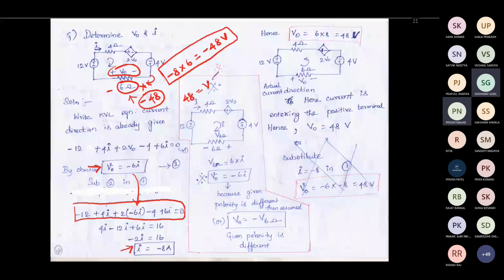Okay, because V naught is negative of 6 into I, minus 6 into I. Your I is negative now, so already one negative is there. So minus 6 into minus 8, you will get plus 48 for V naught. Do you understand this? If you have any doubt, you can ask.